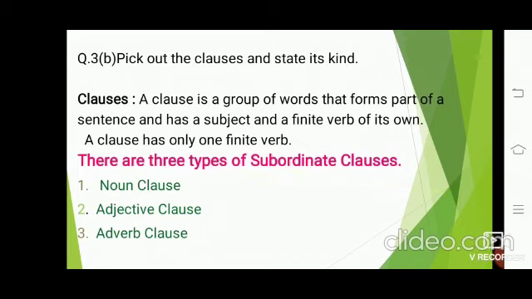So we have two types of clauses: coordinate as well as subordinate clauses. Coordinate clauses make the meaning on their own, as I have told you, like independent clauses, and subordinate clauses do not make the meaning on their own and rather want a main clause to come and make the meaning complete. We have three types of subordinate clauses: a noun clause, an adjective clause, and an adverb clause.